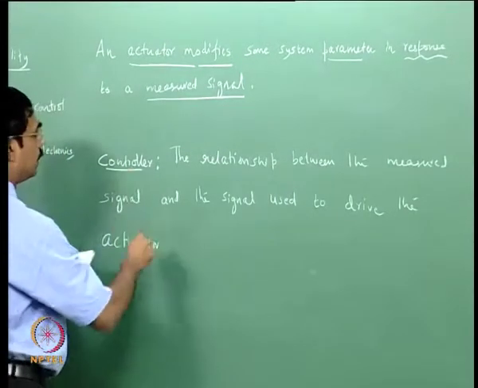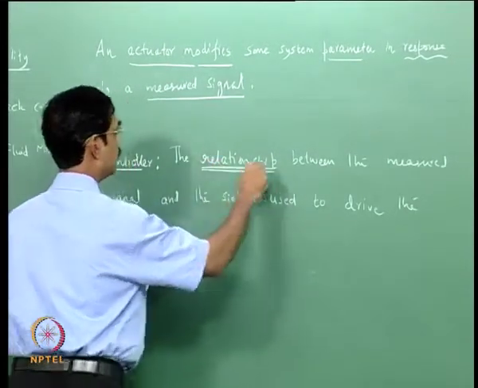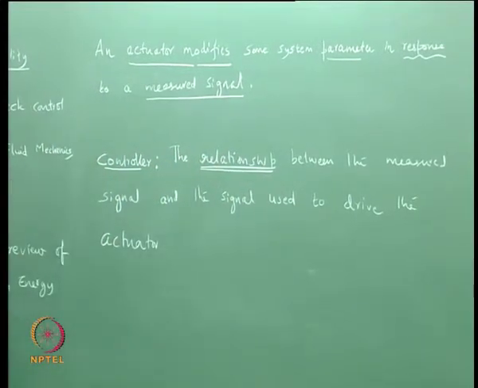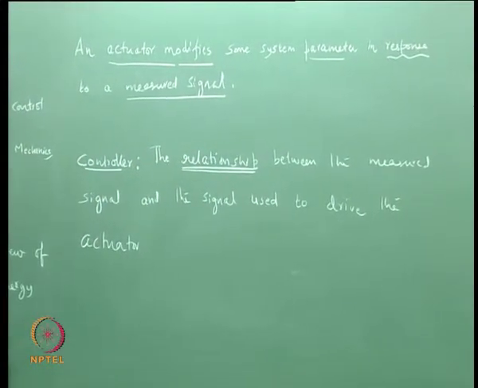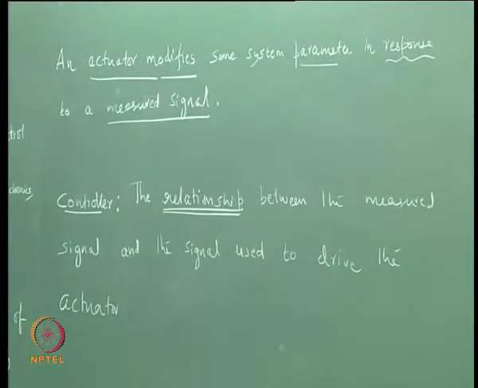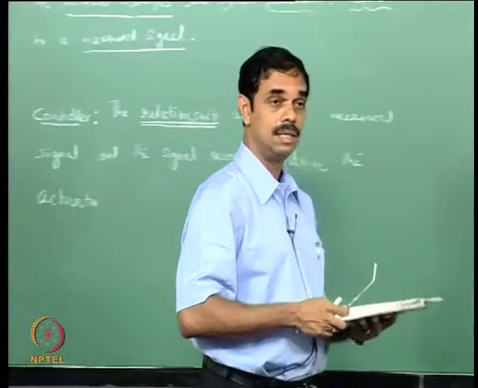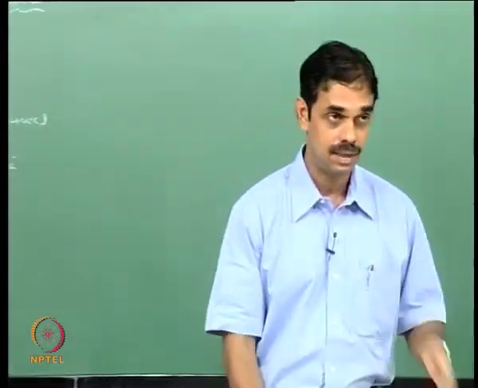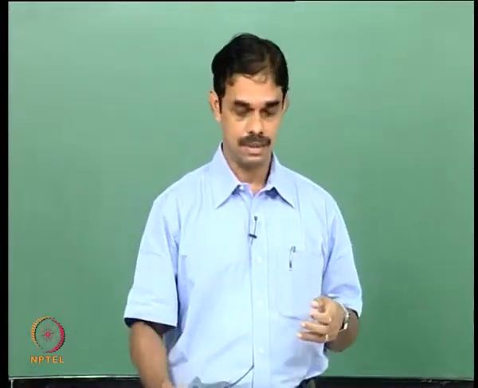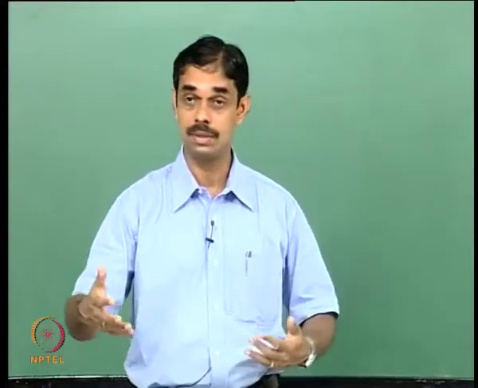So the controller is a relationship between the measured signal and the signal which is used to drive the actuator. That is the meaning of controller. The aim is to design a controller such that the unsteady heat release and acoustic waves interact differently, in that we want to make the acoustic oscillations die down.